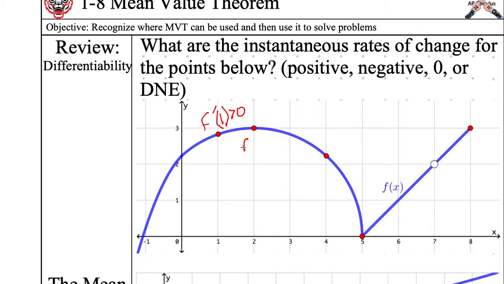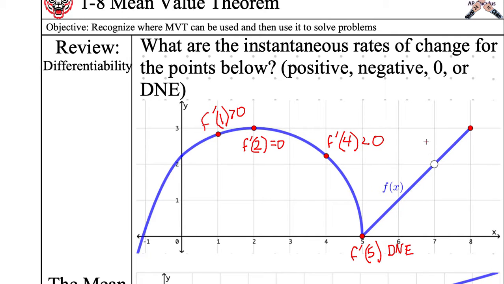F prime of 2 is equal to 0. There it is. Good job. Claire? F prime of 4 is less than 0. You should write this down. Less than 0. Good idea. 5 does not exist. So how would you write it? F prime of 5. There it is. F prime of 5, D and E.